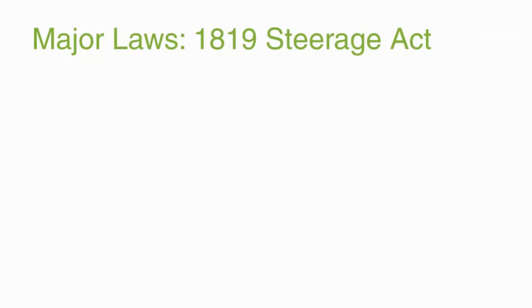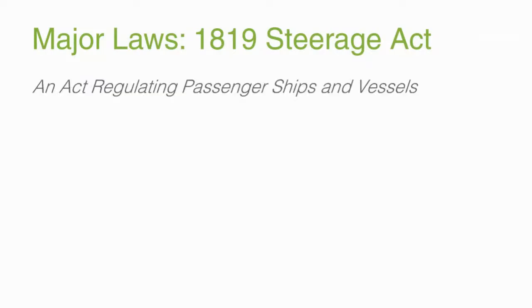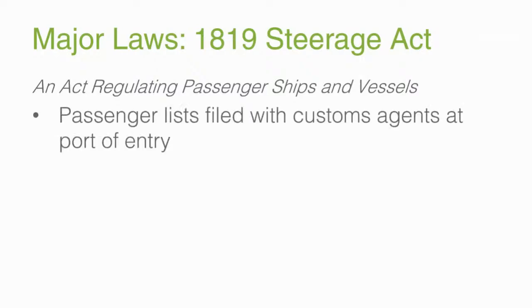So the first major immigration law in the United States was the 1819 Steerage Act. It's also known as an act regulating passenger ships and vessels. Now, this act was the first attempt by the US federal government to actually gather passenger lists. Prior to this act, there's no official passenger lists on a federal level.